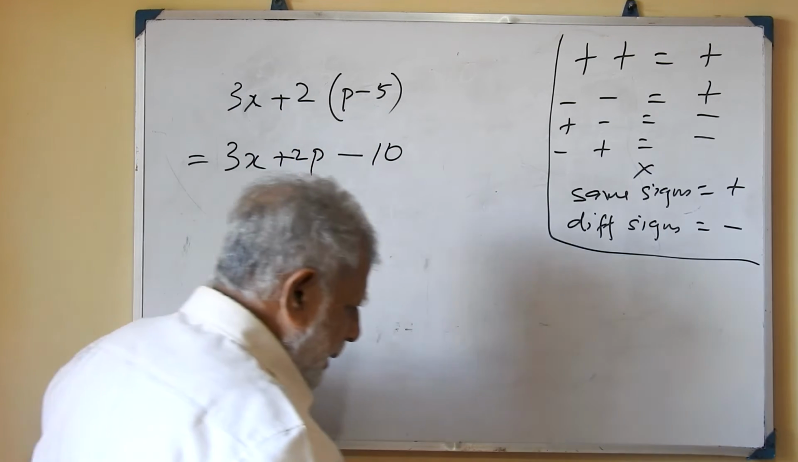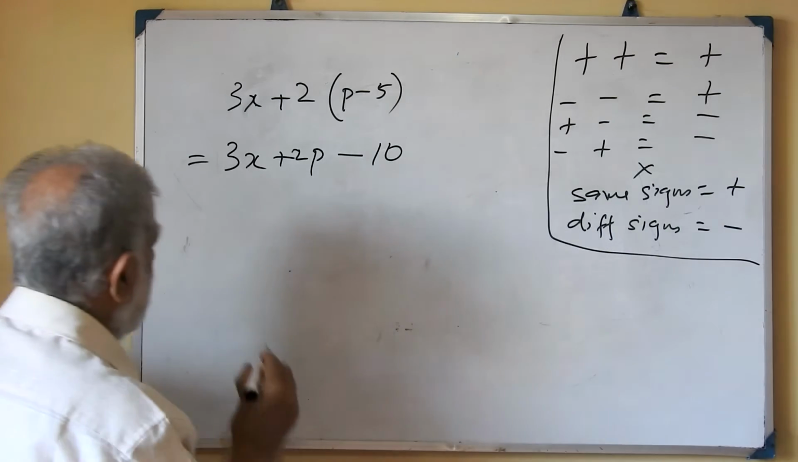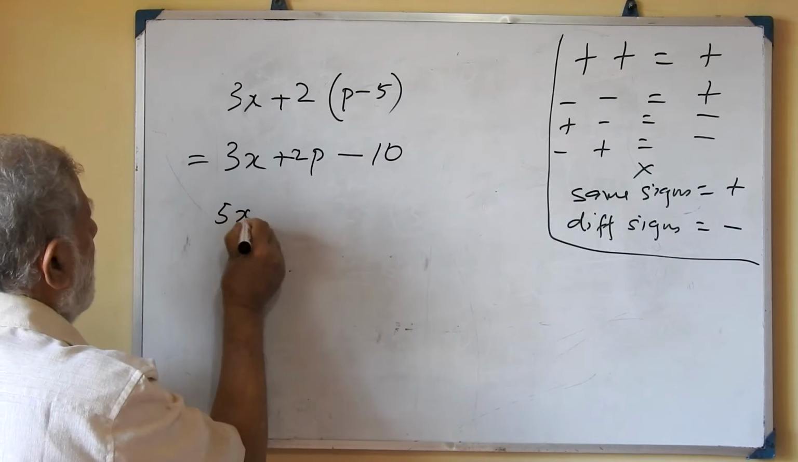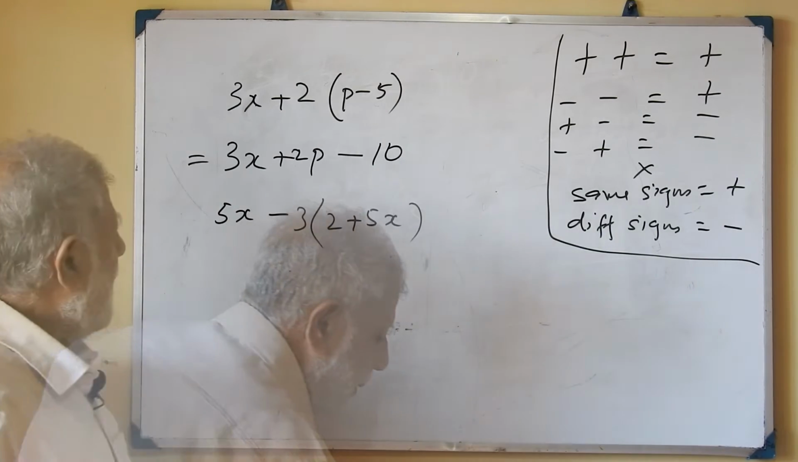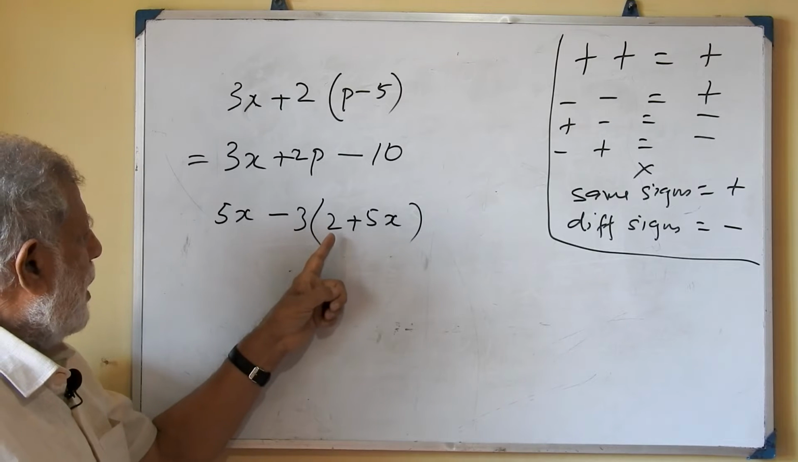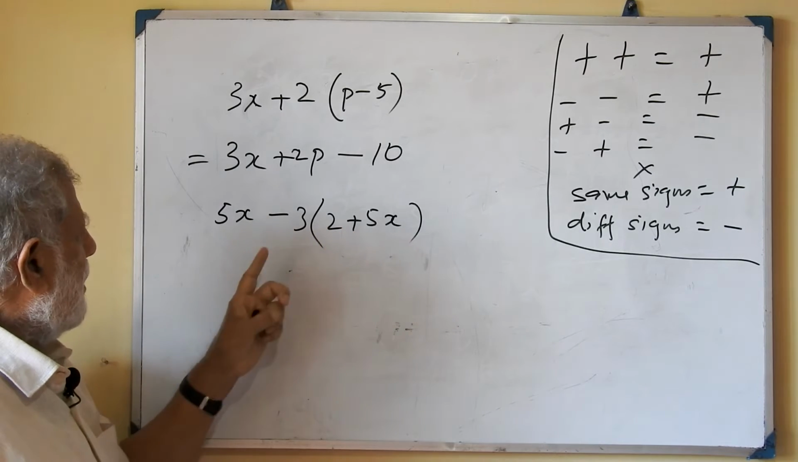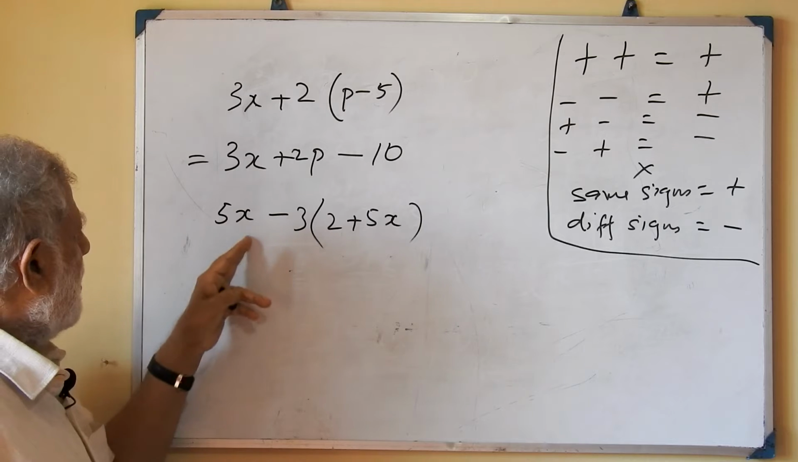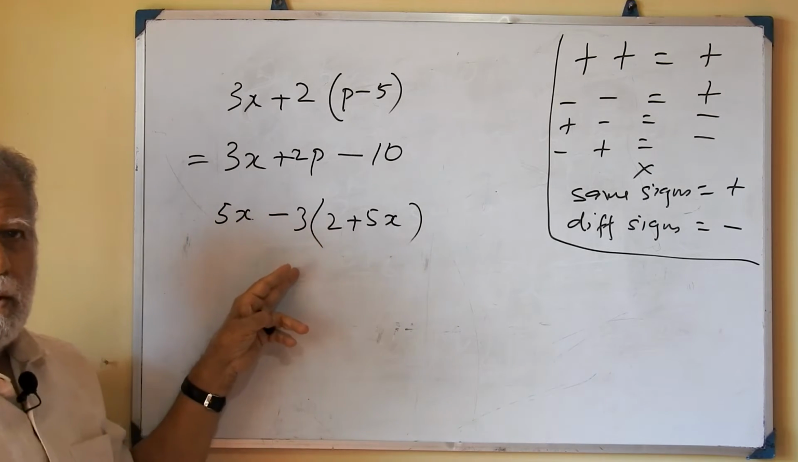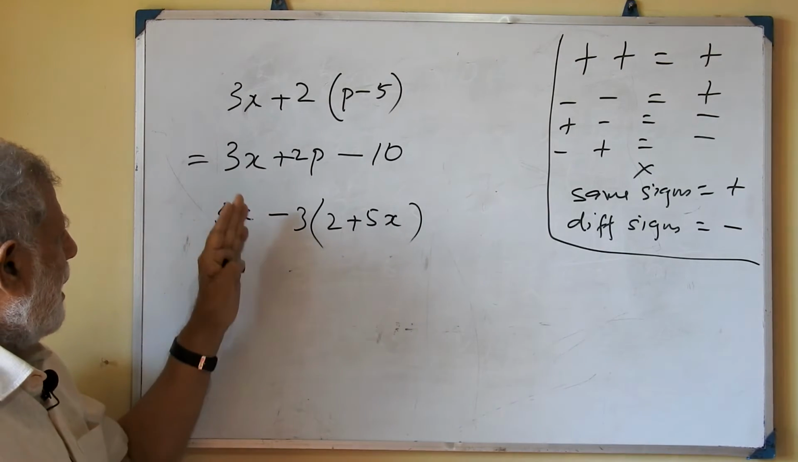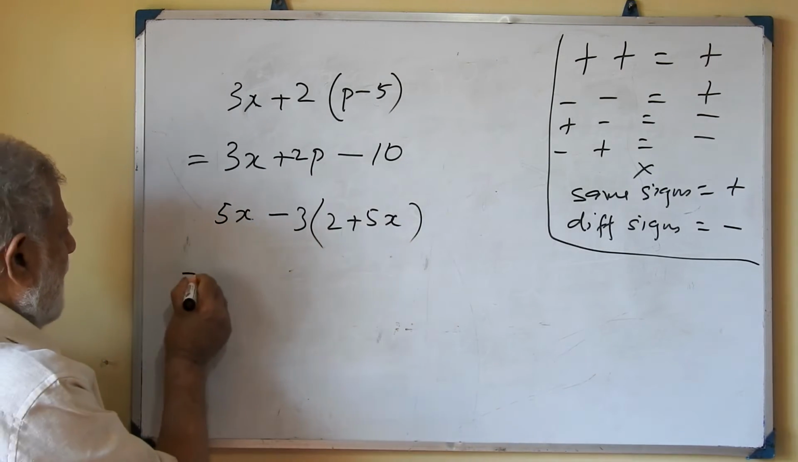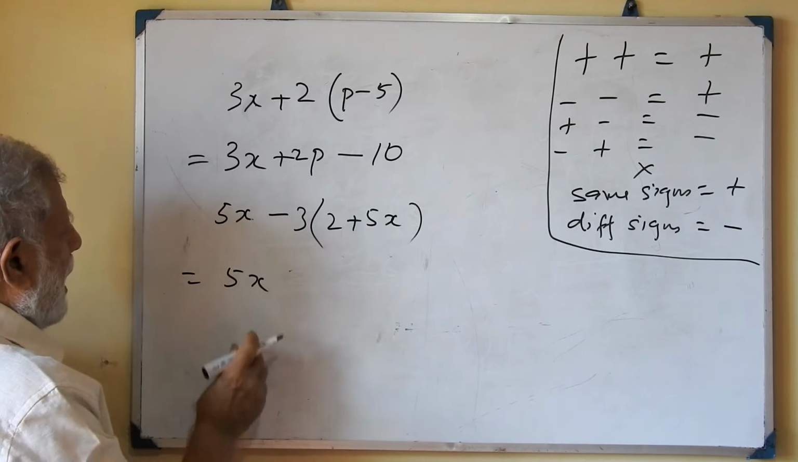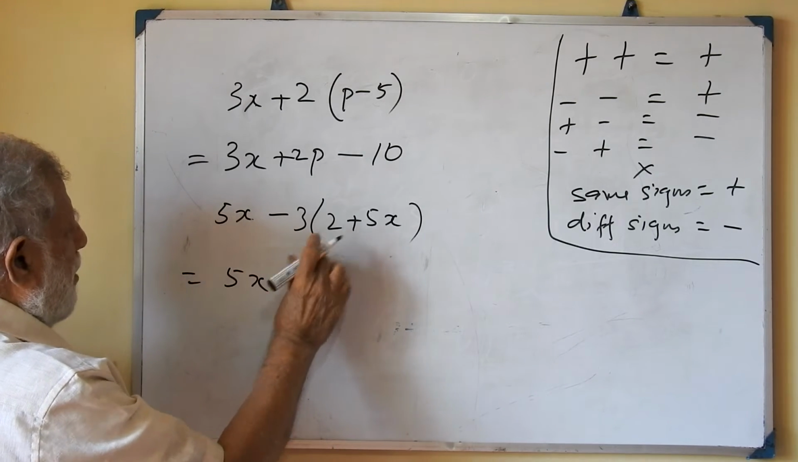We'll take one more example: 5x - 3(2 + 5x). Here again, like in the earlier one, this 5x has nothing to do with the bracket. 5x is separate, we just write down 5x. Then minus 3 into 2, minus 6.